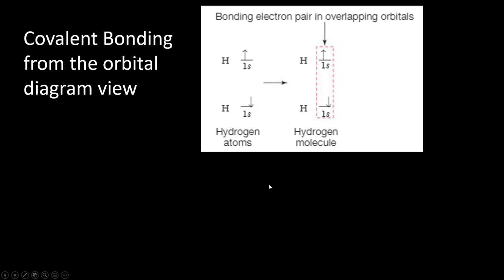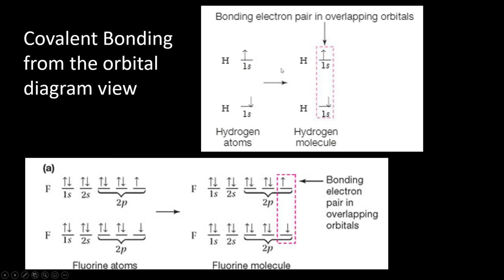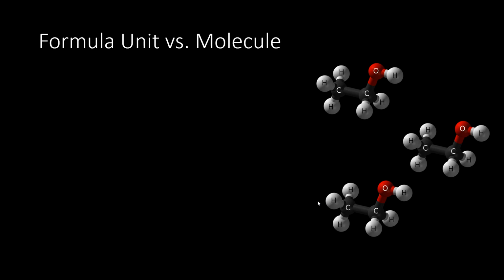Okay, so covalent bonding, if you look at those orbital diagrams, if you have one with an arrow up and one with an arrow down, they come together, and now the electrons are sort of opposite spins, and that's what they're sharing. Same would be true of fluorine. Fluorine has the one unpaired electron, and by sharing those, that's just a quick look. Anyway, moving on.